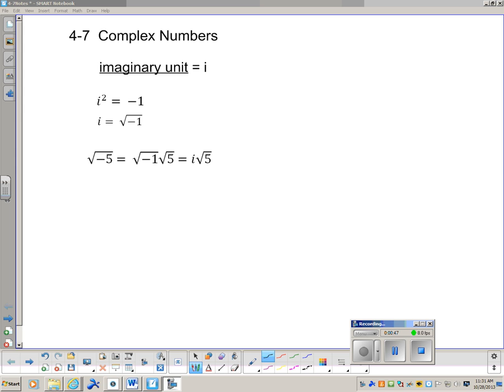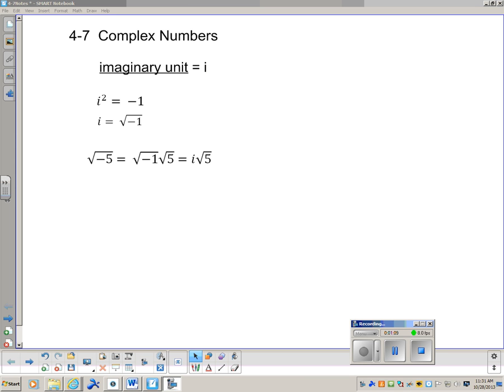And then we've also got i squared is equal to -1. So the square root of -5 there can be broken down as the square root of -1 times the square root of 5. And then the square root of -1 can be substituted, we can substitute i in for the square root of -1. And so we get i times the square root of 5.